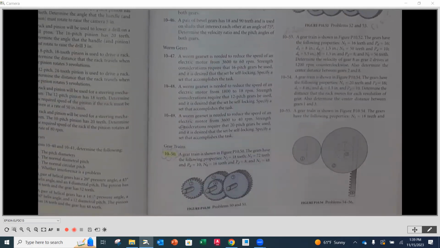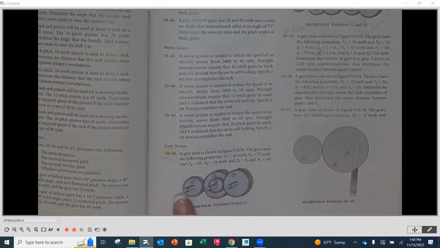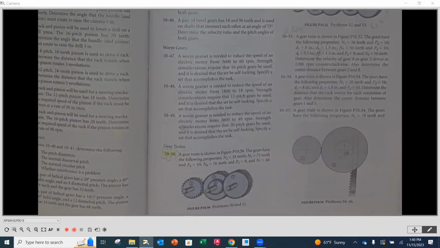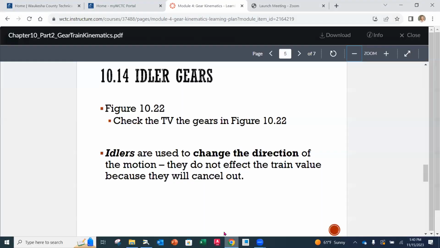And this is going to be like that second to last problem that we looked at in finding the velocity of that last gear with relationship to the input, finding the train value. But in this one, there's no idler. So this is going to be radiuses all the way. Okay. So that takes us to the end of this chapter, this module.